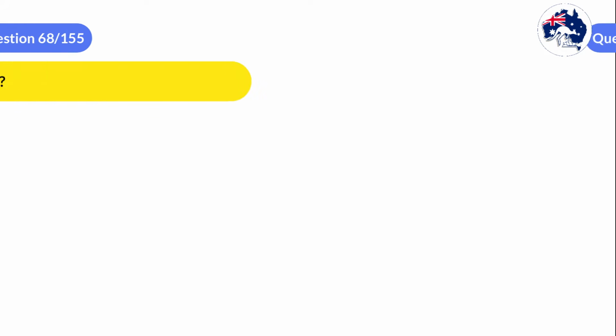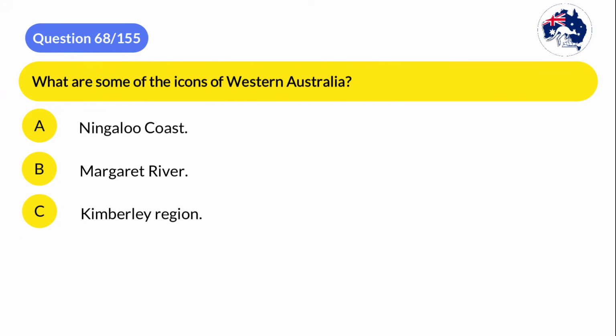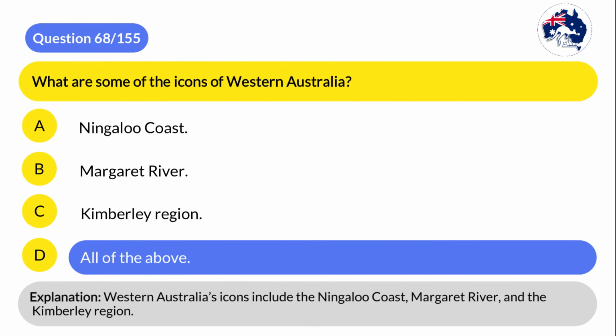Question 68. What are some of the icons of Western Australia? A. Ningaloo Coast. B. Margaret River. C. Kimberley Region. D. All of the above. The correct answer is D. All of the above. Explanation: Western Australia's icons include the Ningaloo Coast, Margaret River, and the Kimberley Region.